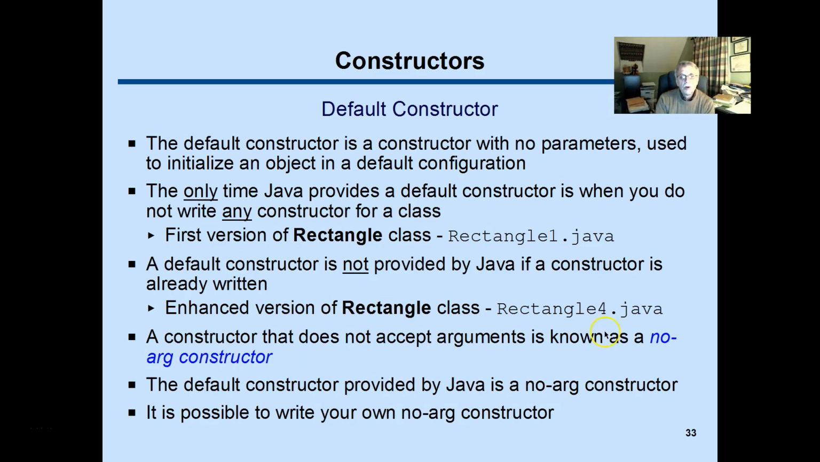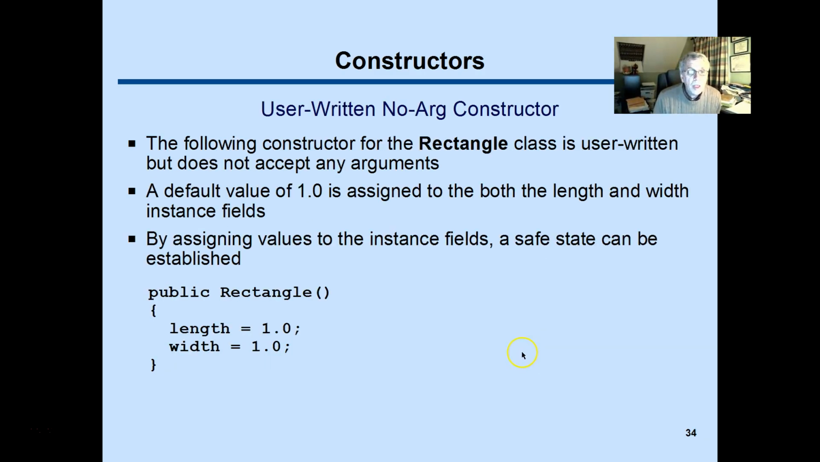So the default constructor, as we said, is a no-arg constructor. If you go back to rectangle1.java, we didn't have anything ourselves to work with, so we used the no-arg constructor. But rectangle 4, the last version that I have out there, is going to include a user-defined constructor. And this is actually pretty neat. We'll take a look at it. So what does it do?